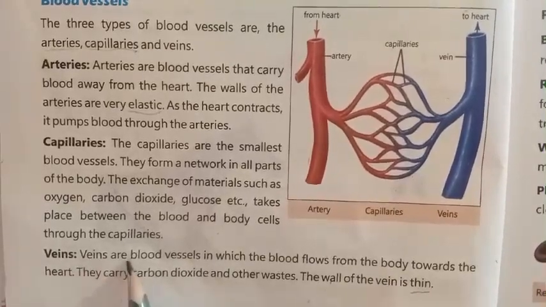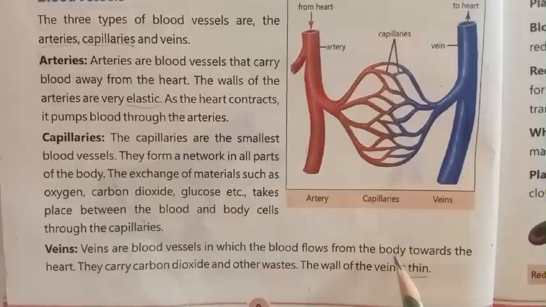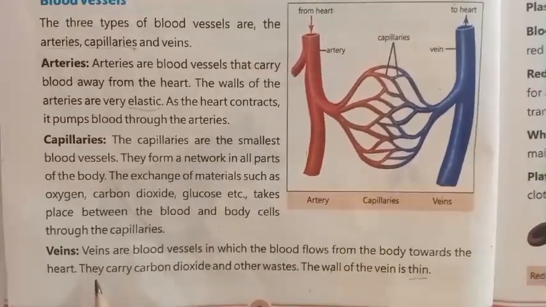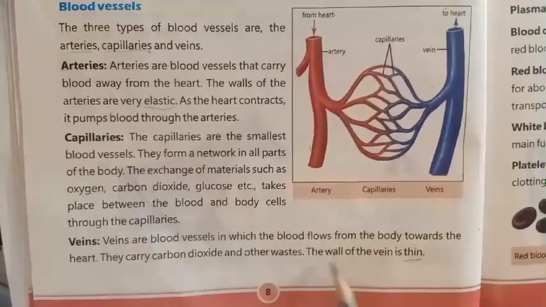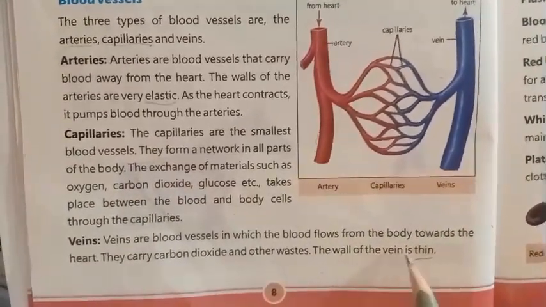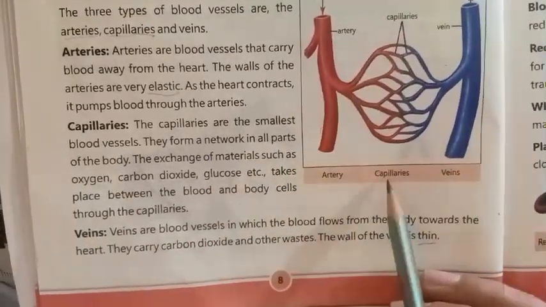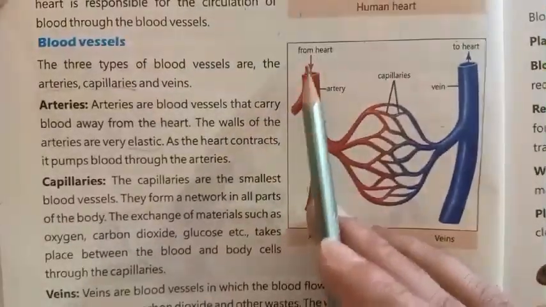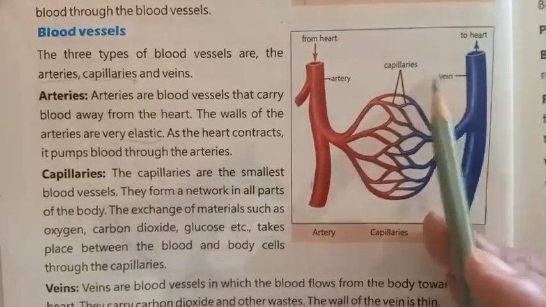Veins. Veins are blood vessels in which the blood flows from the body towards the heart. They carry carbon dioxide and other wastes. The wall of the vein is thin. Artery, capillary, vein. From heart, artery, capillaries, vein to heart.